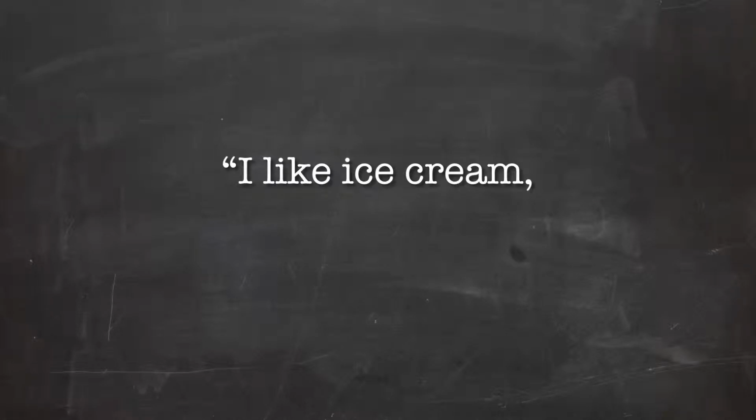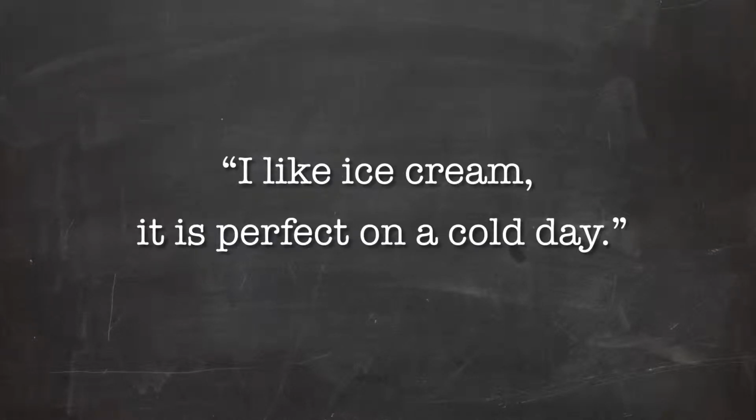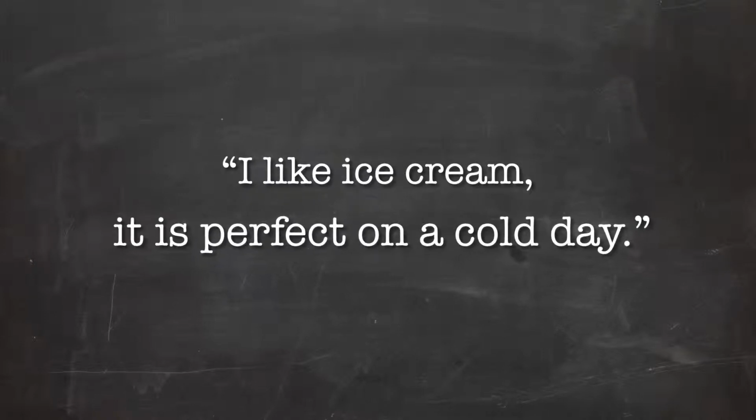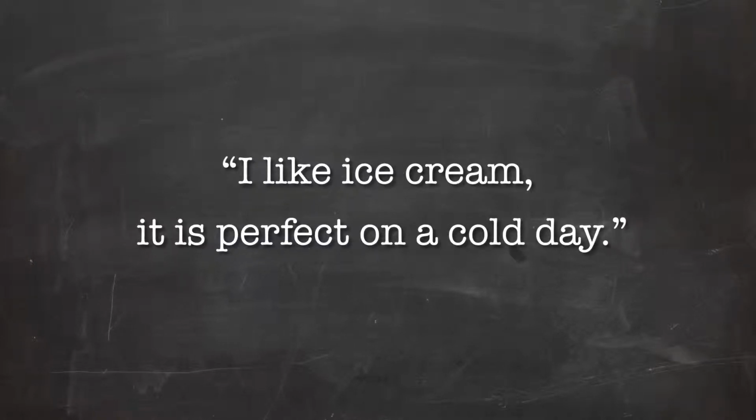Here's an example. I like ice cream, it is perfect on a cold day. Notice how those two independent clauses are joined with a comma. We have two complete ideas here with two distinct subject-verb sets: I like, and it is. Because we have these two independent clauses joined by a comma, we know that we have a comma splice.